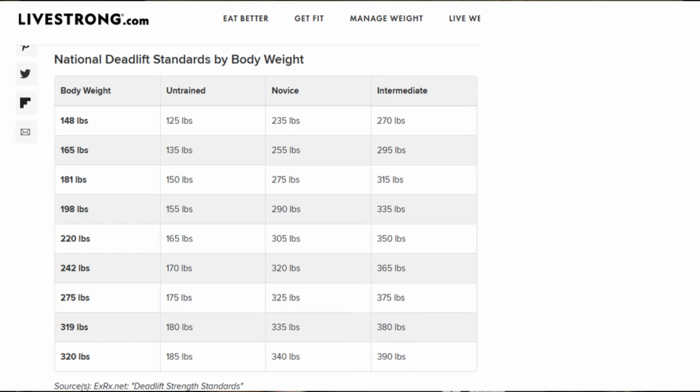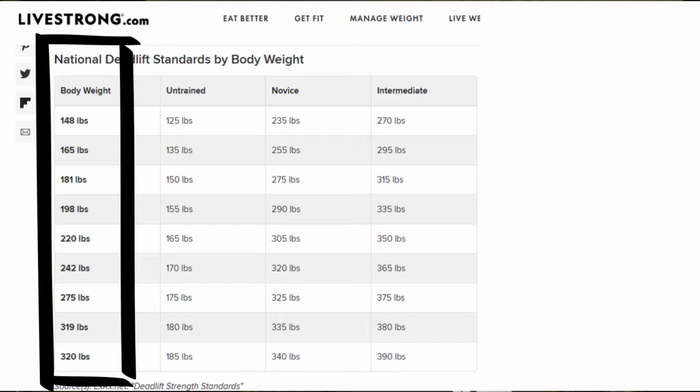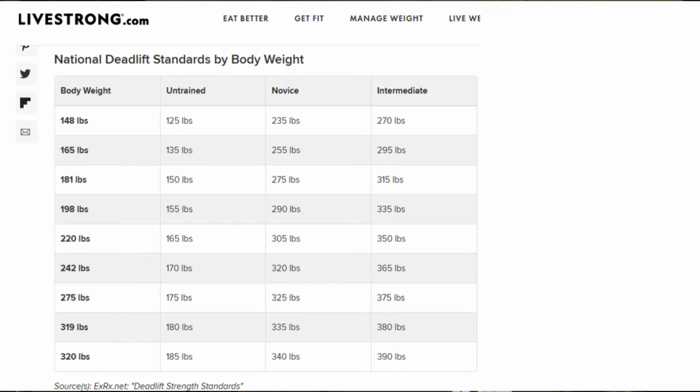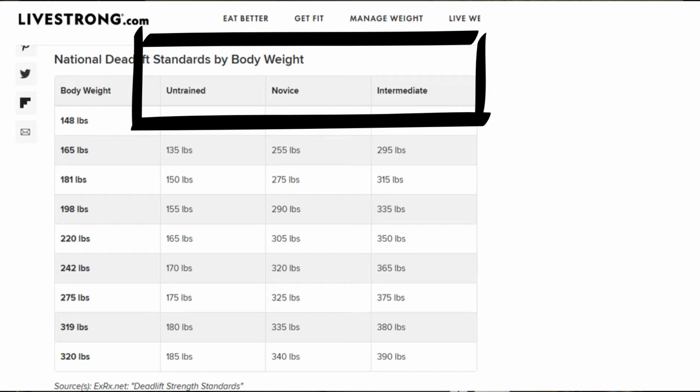If we go here to livestrong.com, it gives us a list of body weights. We can see that 125 is listed there. Okay, so that's cool. But that says that's for somebody who's about 150 pounds. Okay, but then it lists a bunch of other different weights for people and the ability for untrained, novice, and intermediate people in terms of training to be able to lift this amount of weight.